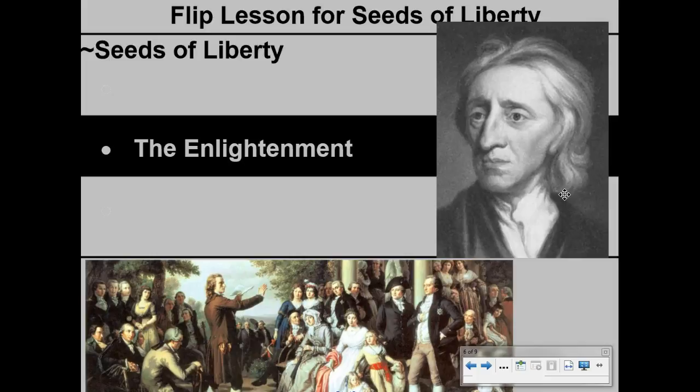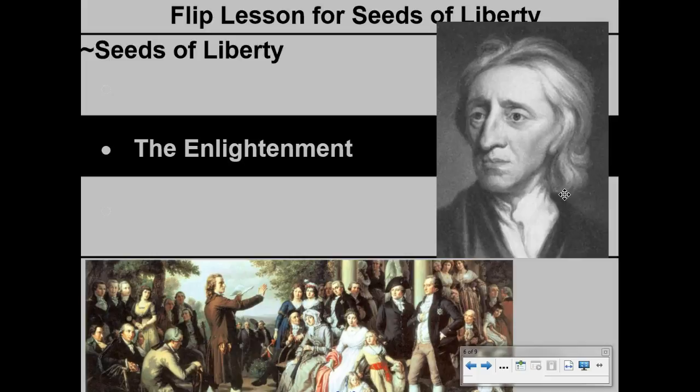His writings greatly influenced the colonists. He was the first to coin the phrase life, liberty, and property. We'll, of course, change that to life, liberty, and the pursuit of happiness. And he was big about people obtaining and then sustaining their natural rights. And he had this idea called the social contract.